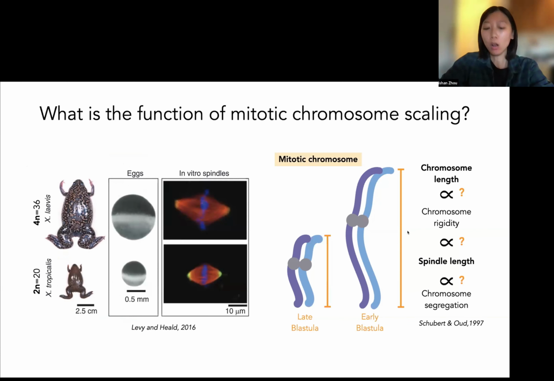Okay, and so we can also test these ideas on an evolutionary timescale by using different frogs. And so we have this other very cute frog in the lab. It's called Xenopus tropicalis. It has a smaller genome, a smaller body size. It lays smaller eggs, and it makes smaller spindles in vitro. And so the question becomes, are these scaling relationships that we've already determined in laevis consistent in tropicalis, or are they broken, and why?